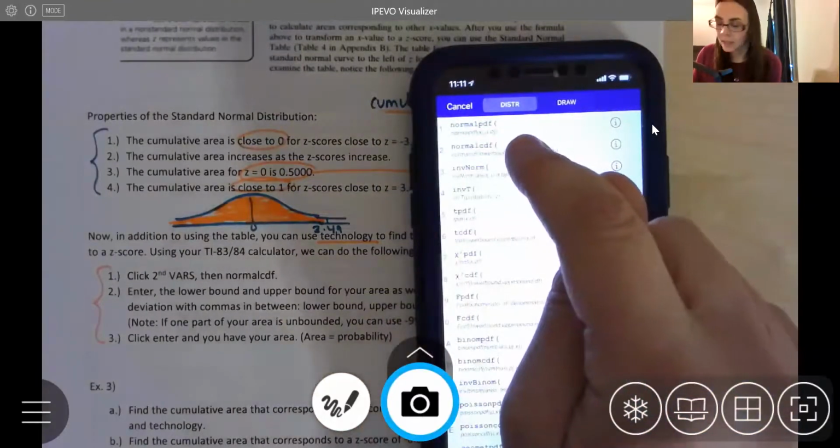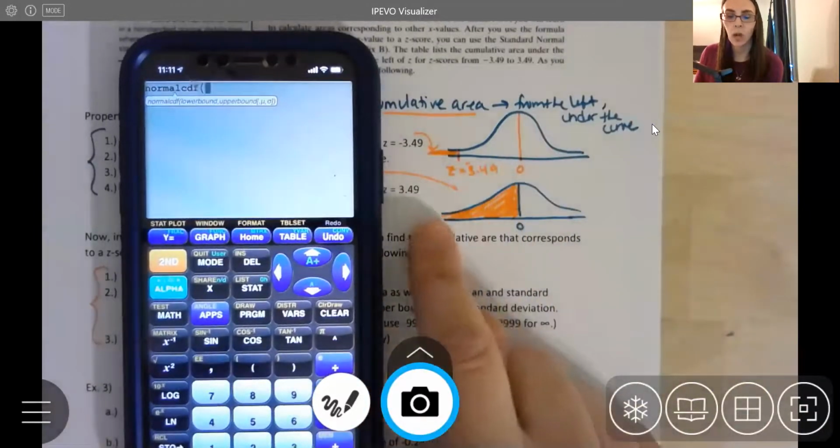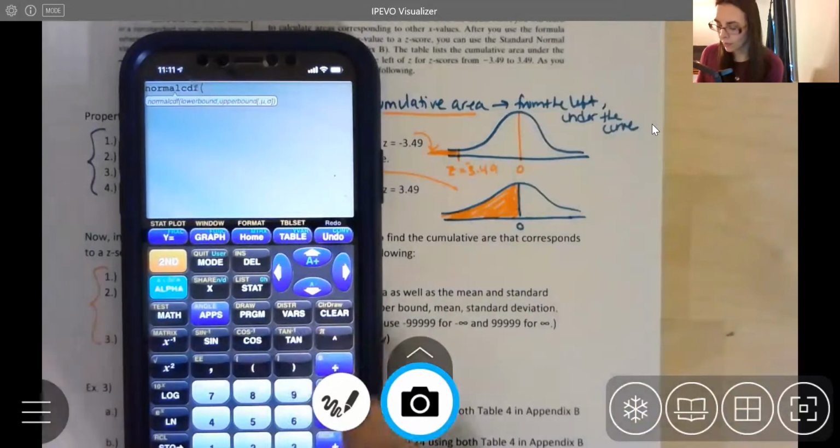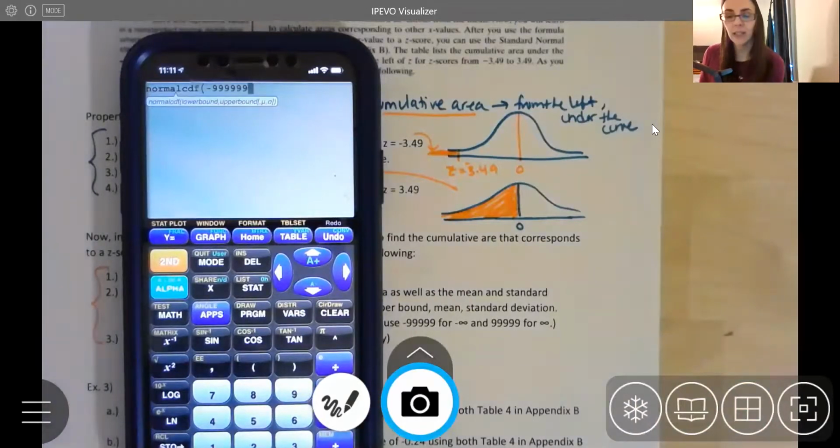So I'm going to take my normal CDF. Now, if you look at the picture here, I can see that there really is no lower bound, right? It would keep shading left forever. So I type in my lower bound first. So I'm going to use negative 9999999. It really doesn't matter how many nines, just use like 5 or 6. And then I hit comma.